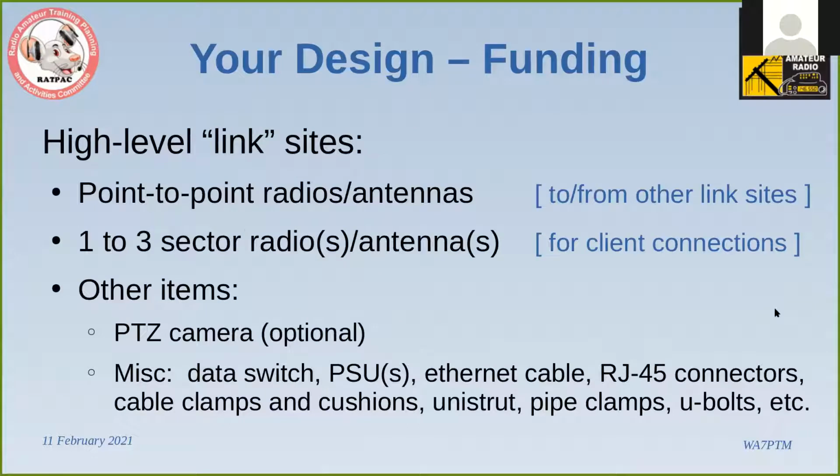So what a typical high-level link site might be is some point-to-point radios that go between other link sites, and sector antennas that handle the clients. Some of the ham WAN sites have been deployed with pan tilt zoom cameras. The neat part about that is back in September, a couple of guys were looking through that and they were able to be the first report of a forest fire. That was kind of neat. And there's a whole bunch of miscellaneous other stuff that you need at the site, down to clamps and U-bolts and all kinds of little things for getting the cable up in the air.